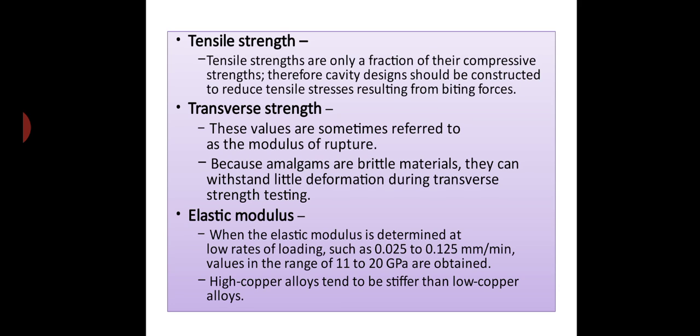Tensile strengths are only a fraction of their compressive strengths. Therefore, cavity design should be constructed to reduce tensile stress resulting from biting forces. Transverse strength: these values are sometimes referred to as the modulus of rupture. Because amalgams are brittle materials, they can withstand little deformation during transverse strength testing. Elastic modulus: when the elastic modulus is determined at low rates of loading, such as 0.025 to 0.0125 mm per minute, values in the range of 11 to 20 GPa are obtained. High copper alloys tend to be stiffer than the low copper alloys.